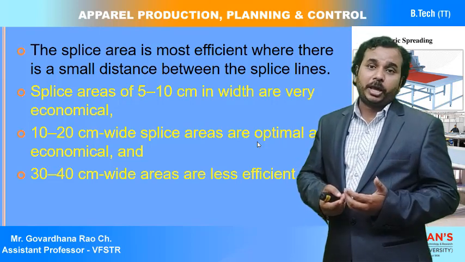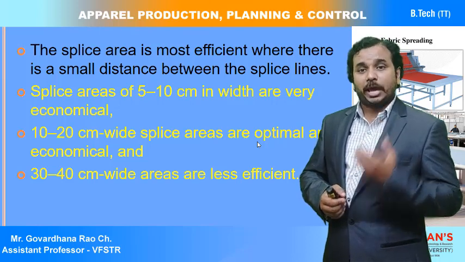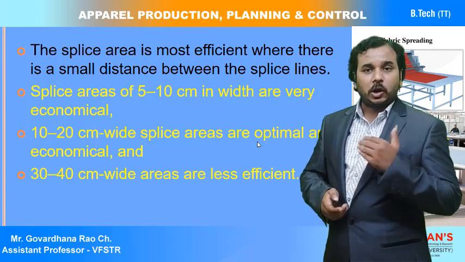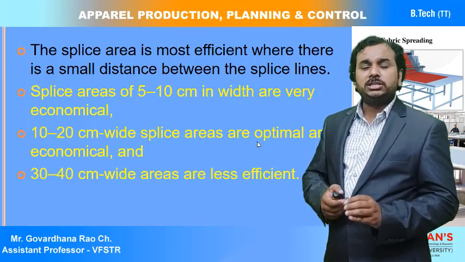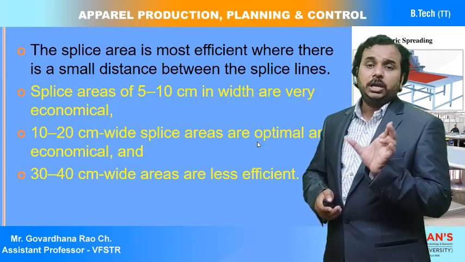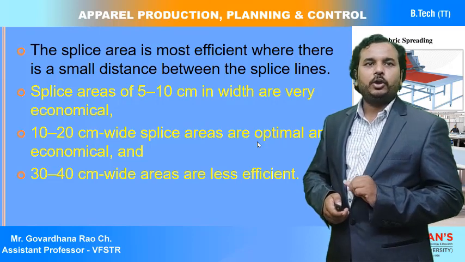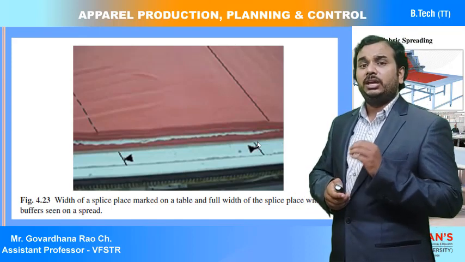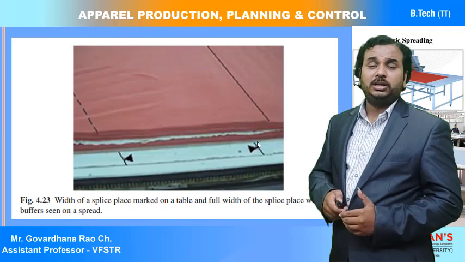Not only one ply, whatever fabric faults come, all the faults and the fabric wastage you need to calculate. If you consider all these things, the best and economical one is 5 to 10 centimeters, and 10 to 20 centimeters splice distance is optimal and economical. Then you can see how these splice marks are going to be there in the marker and how we can mark the fabric.